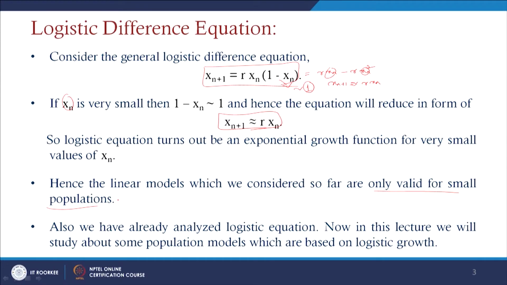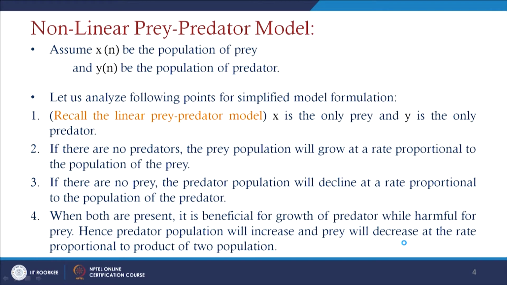In the logistic equation, we have already analyzed that some population models are based only on logistic growth models, where exponential growth is occurring. In this lecture, first we go for a nonlinear prey-predator model. Suppose x n is the population of prey and y n is the population of predator. We have explained many different models, like if rats and cats are there, then we have a prey-predator model. If tigers and deer are there, this is also a prey-predator model.